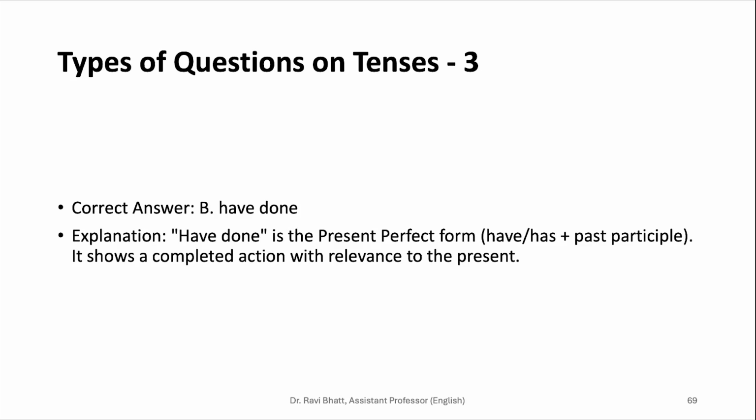Now, the correct answer is have done. The explanation is I have done. We'll use the present perfect form, because what does the present perfect form do? It shows a completed action with relevance to the present. Had it been sometime in the past when we did not know when it happened, we would use simple past. But here, with reference to the present, we will use have done.